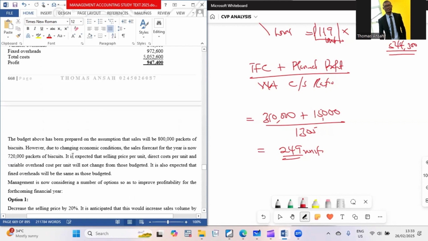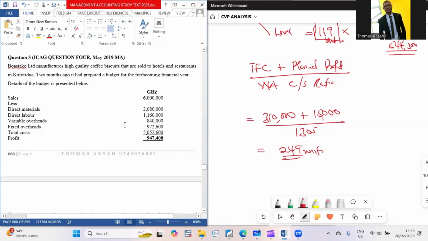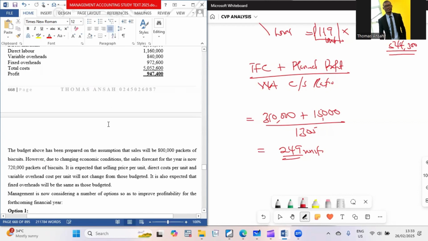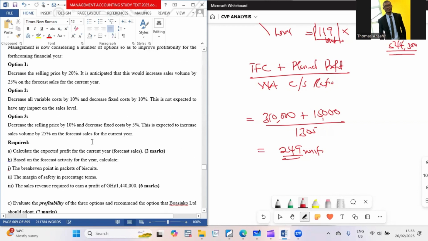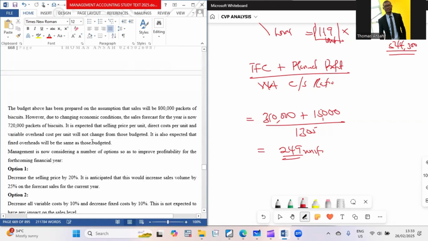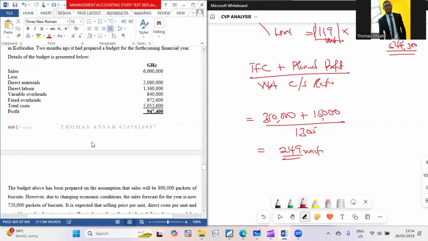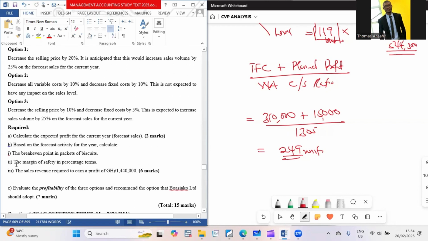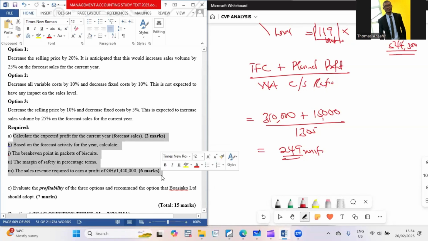So these ones too are there. This is also management accounting, May 2019, and you have been asked to also do all these things. Okay, so pick and go through it, because these ones are very, very simple. These ones are into options.